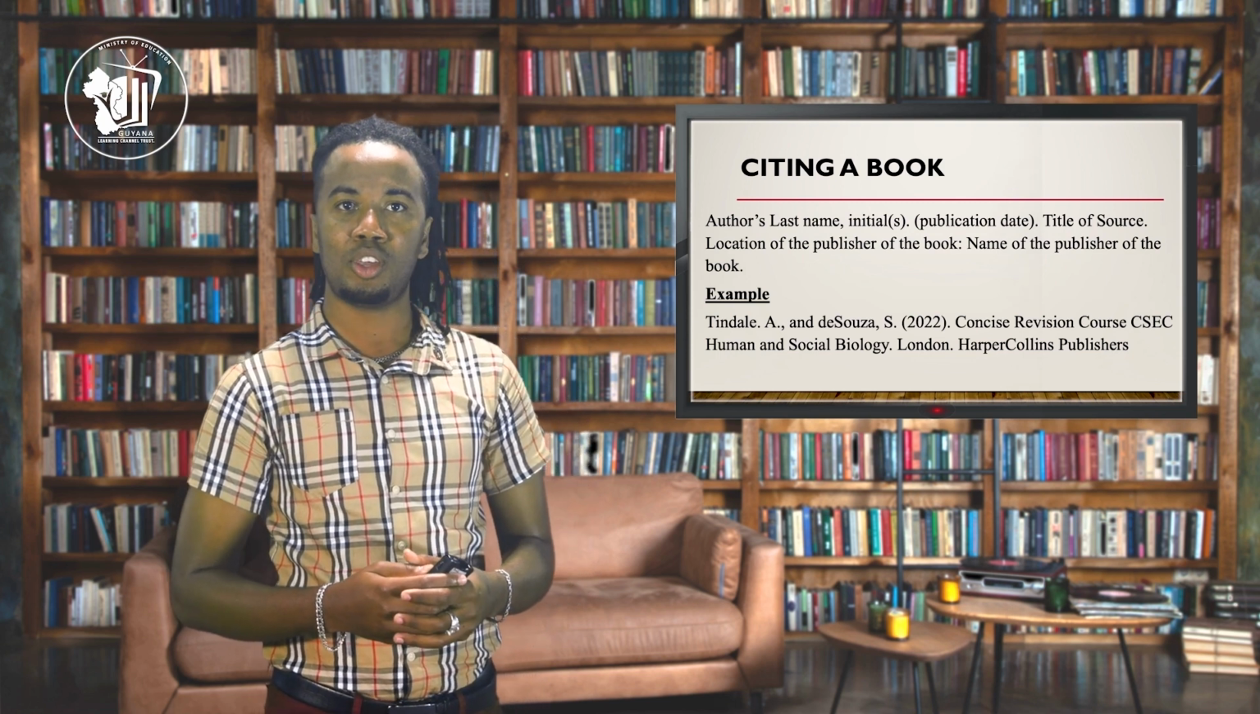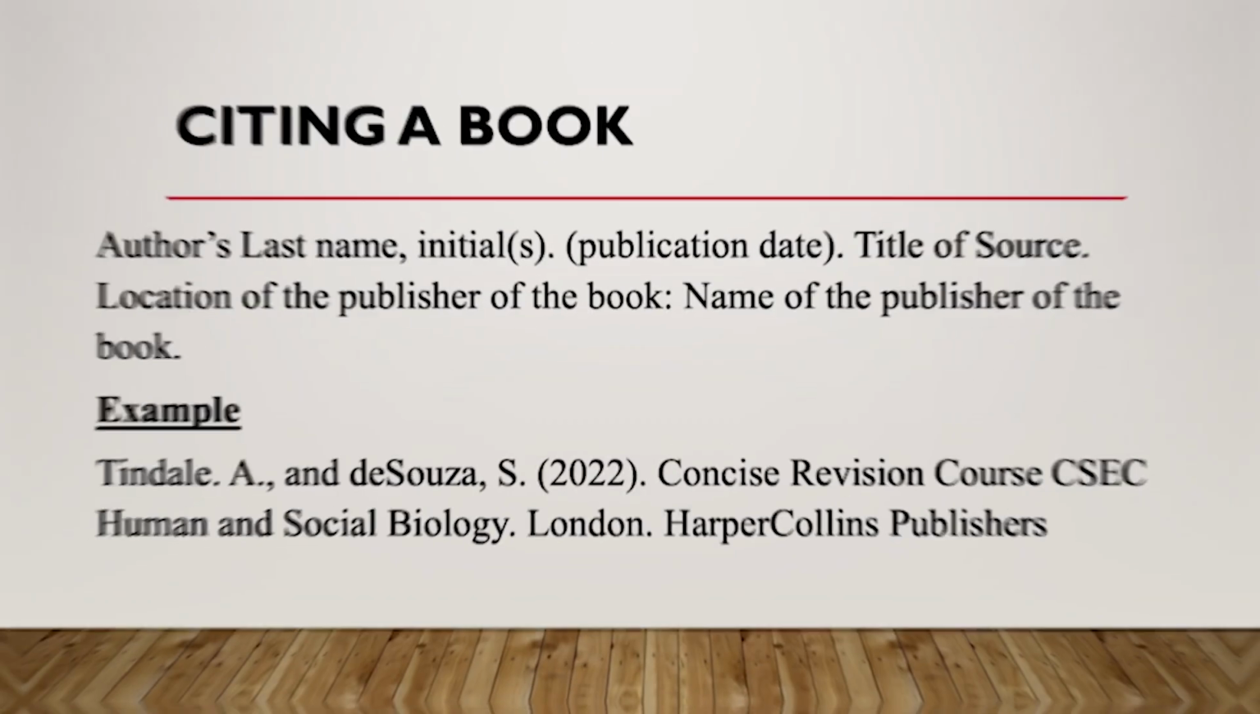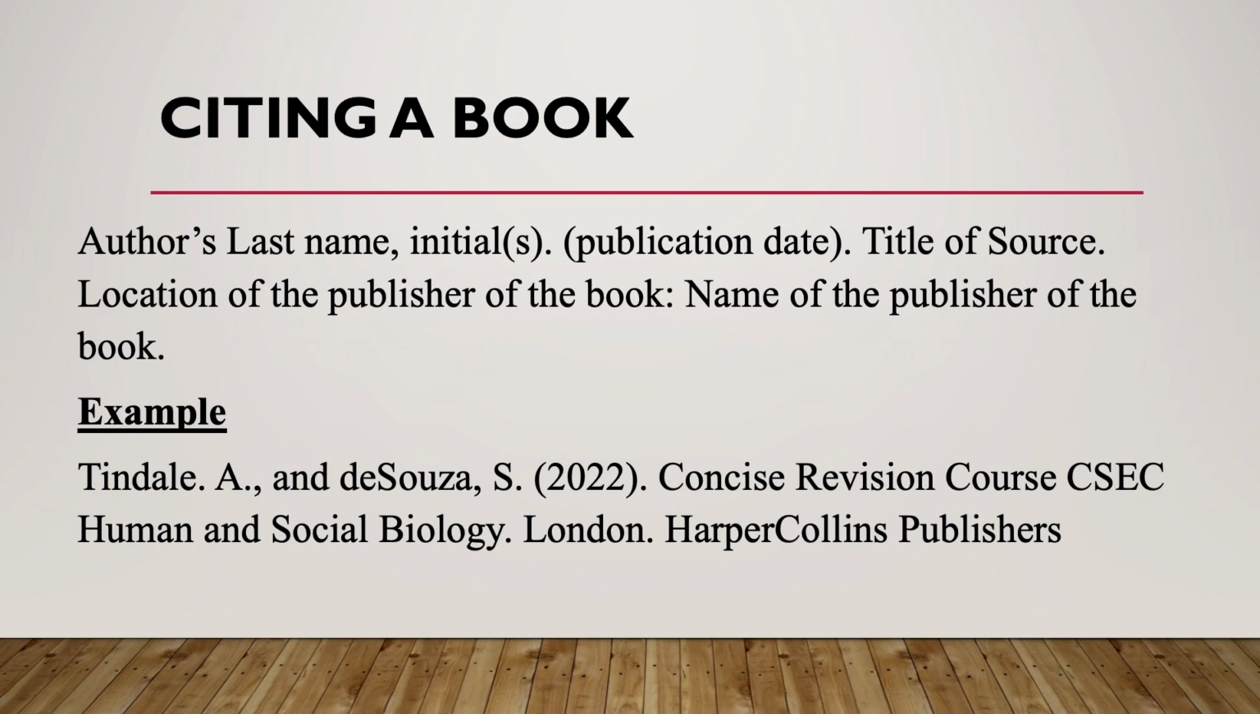Below that, I have there for you an example. So the name of this author is Tyndale. That is the surname of the author. Now, in this case, we don't only have one author, we have two. So in both cases, we would have given the surname followed by the initials for the first name of the author. So let us read together. We have there Tyndale A and D'Souza S.